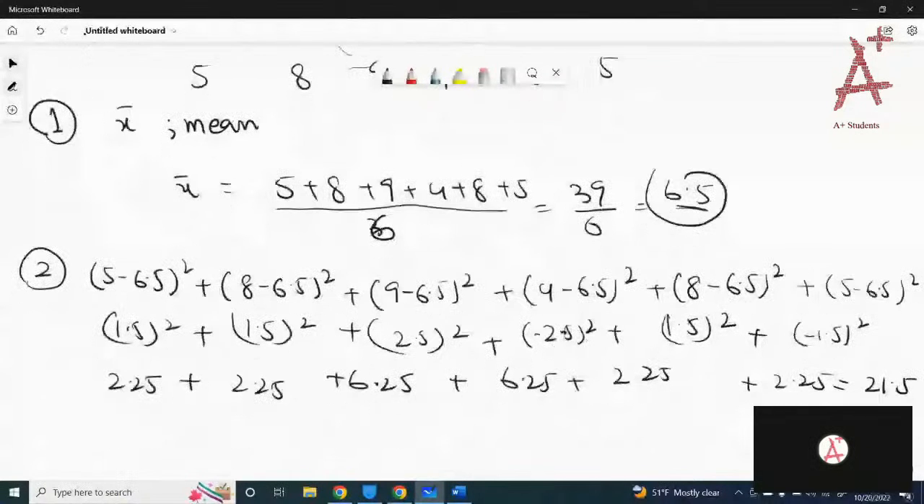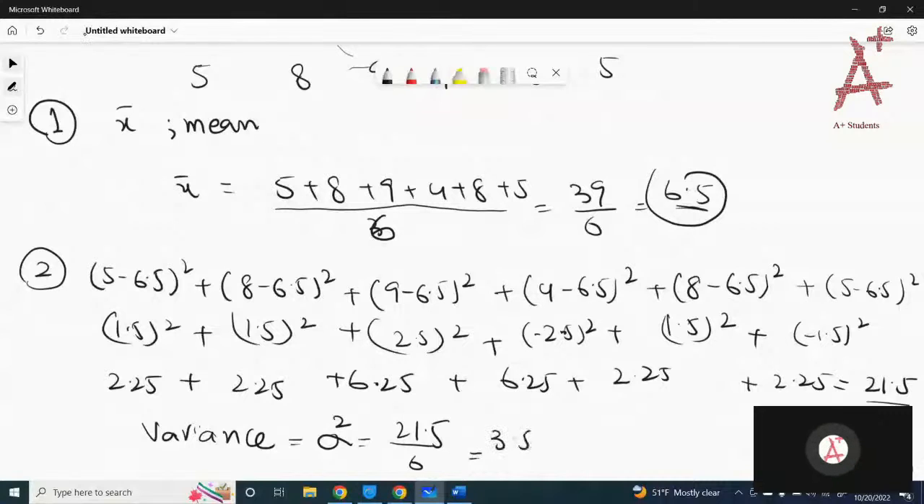The variance is sigma, we can denote it as sigma square. This sum divided by 6. Got it? So 21 divided by 6 is 3.58. That is the variance.